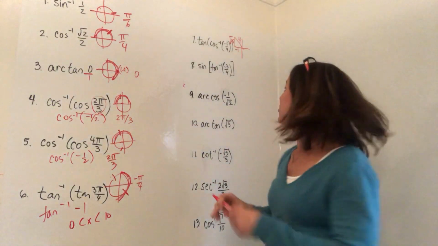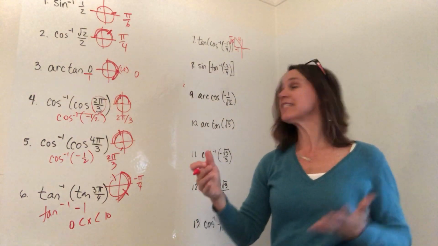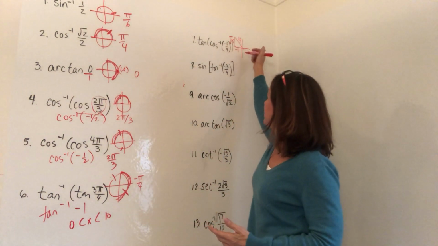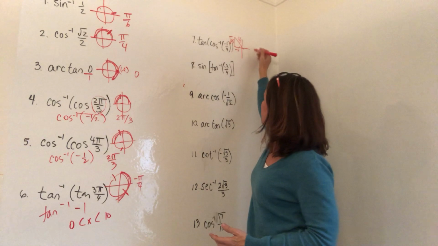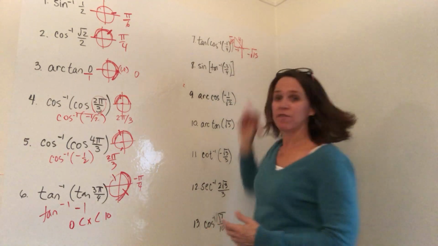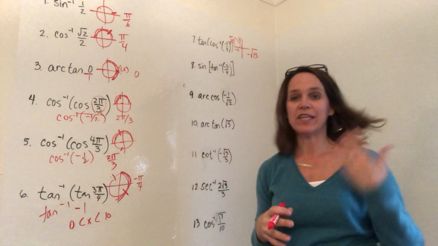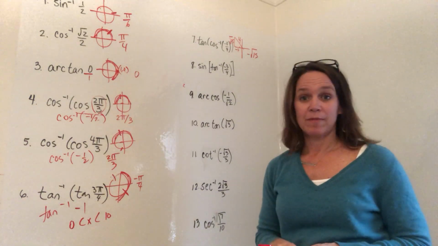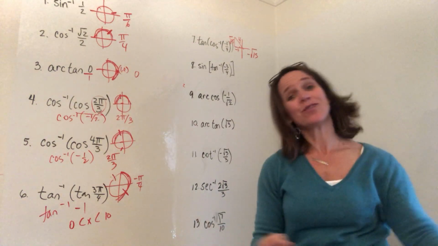So the question is asking, what's the tangent? And the tangent is just the opposite over the adjacent. From this angle right here, opposite over adjacent, I get negative square root of 15, which is negative square root of 15 over 1. I'm just drawing a triangle. If it's not on my unit circle, draw a triangle.